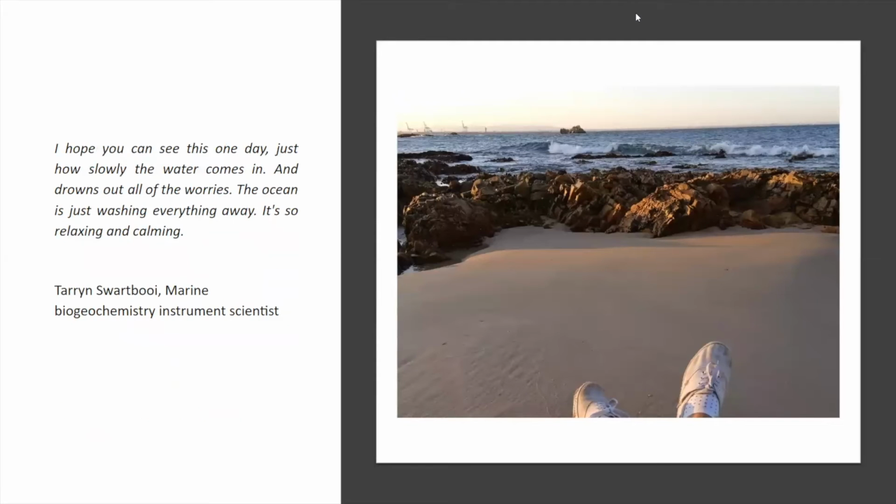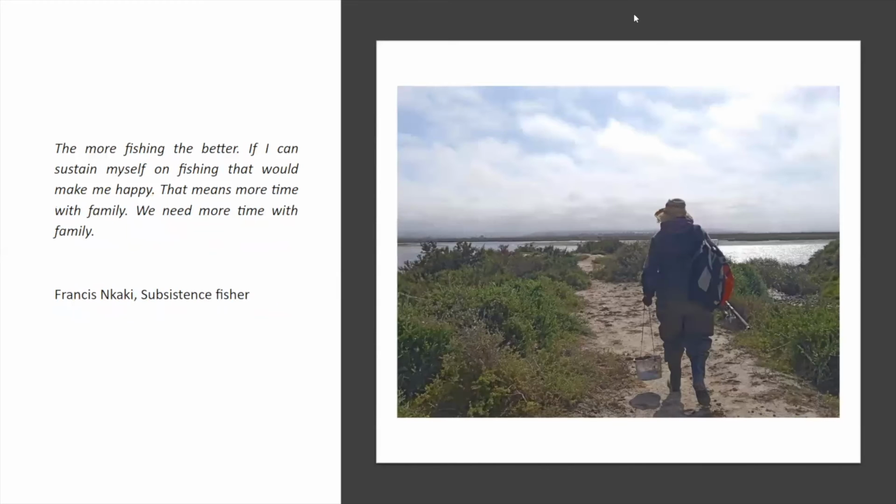Then Taryn says, I hope we can see this one day, just how slowly the water comes in and drowns out all of the worries. The ocean is just washing away everything. It's so relaxing and calming. The more fishing, the better. If I can sustain myself on fishing, that will make me happy. That means more time with family. We need more time with family, says Francis.